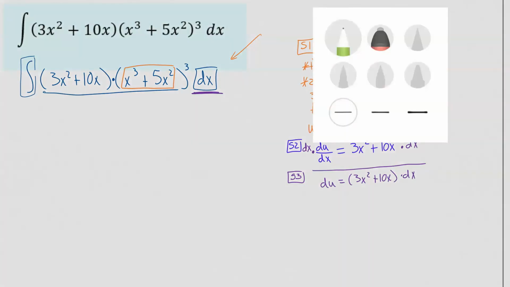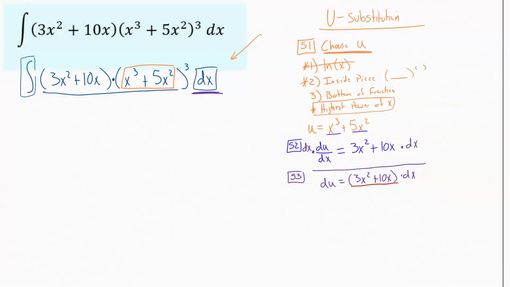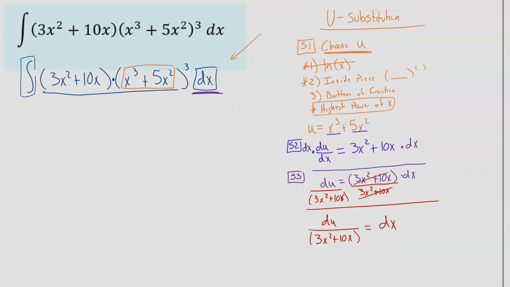And then from there, the next move that I'm going to do is I'm going to go ahead and just divide this over to the other side. So divide by 3x squared plus 10x, divide by 3x squared plus 10x. And so out of there, those would cancel out, and we get du over 3x squared plus 10x. All of that equals dx. At the end of that part, now what you're going to want to do is do the actual substitution part of this problem.